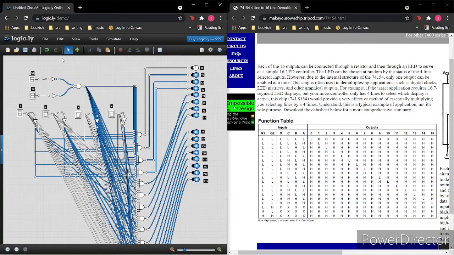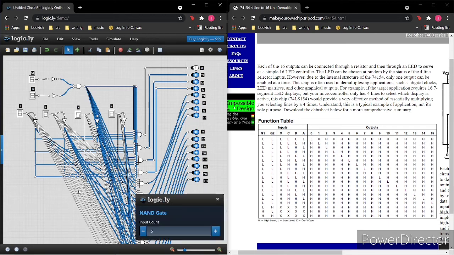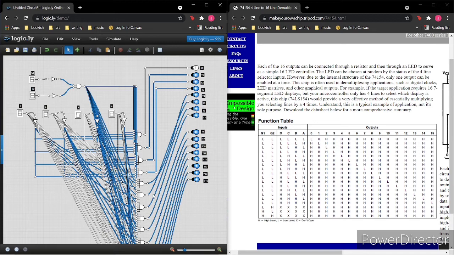This is the design for the 74S154 in Logisim, using G1 and G2 as enable outputs, and using an AND gate and 16 NAND gates with 5 inputs. Let's check if the output is the same in the function table and the logic circuit.